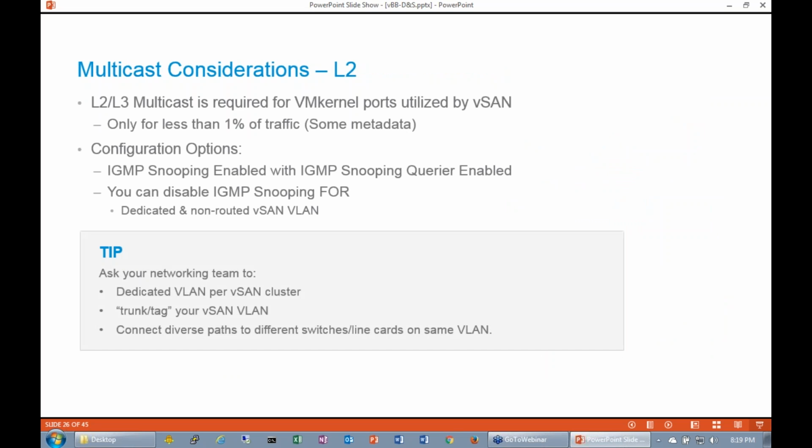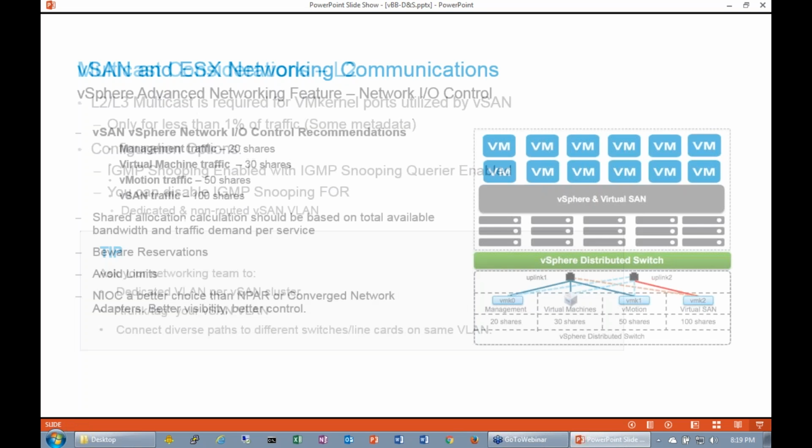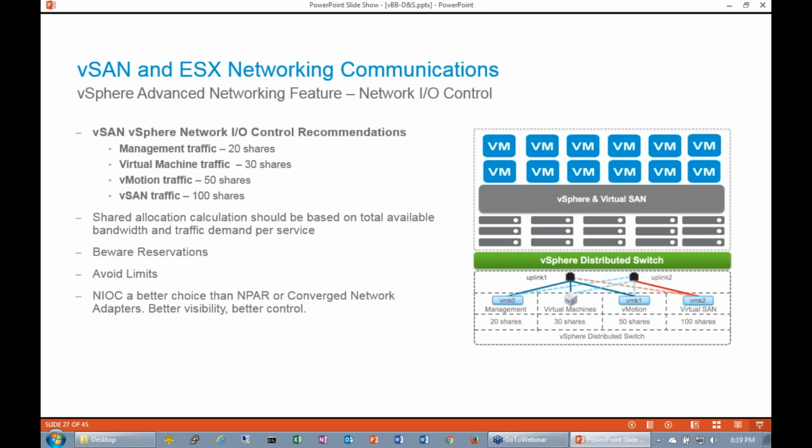All right, so let me populate these out. Again, layer 2, layer 3 multicast is required. Highly recommend layer 2. Layer 3 multicast and the routing is a pain in the tail. You don't want it if you can get around it. As far as multicast, IGMP snooping enabled with a query enabled, or you can just disable it if you're using a dedicated non-routed VLAN for vSAN, right? And like I said a minute ago, ask your networking team, give me a trunk, give me a trunk. I know my networking guys always hated that when I was a customer, when I wanted a trunk.